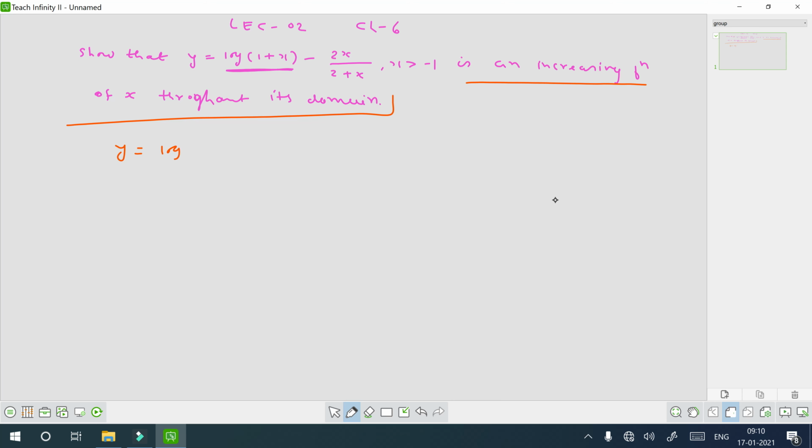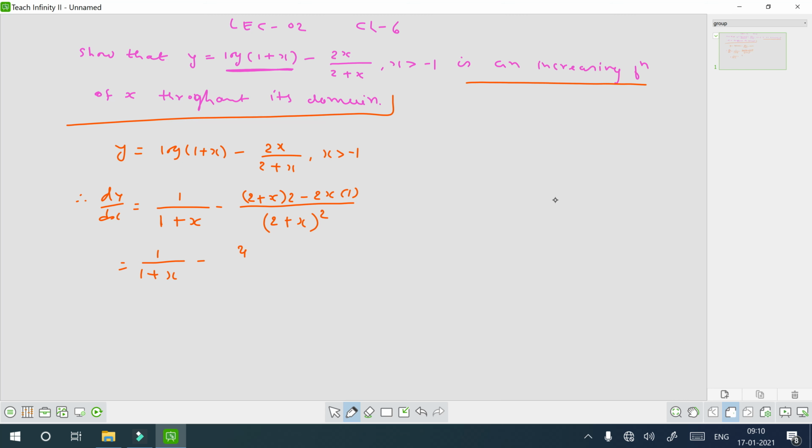So y is equal to log(1 plus x) minus 2x over 2 plus x, with the condition x greater than minus 1. So differentiate with respect to x. What is dy by dx? 1 over 1 plus x minus denominator, quantity whole square; denominator quantity as it is, derivative of numerator is 1, numerator as it is, derivative of denominator quantity is 1. So that is equal to 1 over 1 plus x minus (4 plus 2x minus 2x) upon (2 plus x) whole square. So that comes out 1 over 1 plus x minus 4 over (2 plus x) whole square.